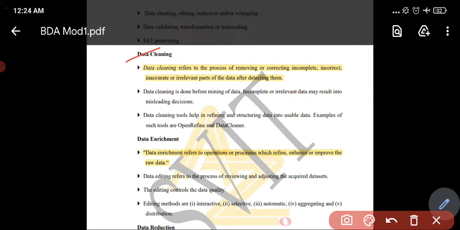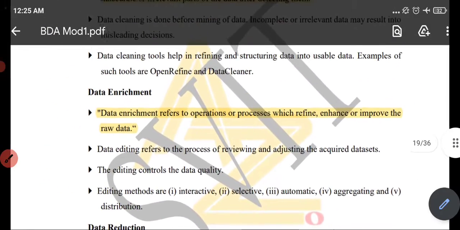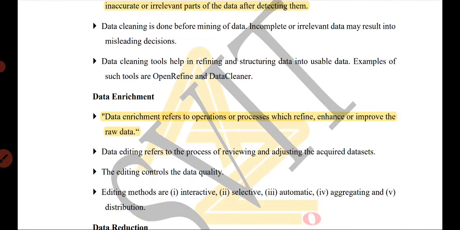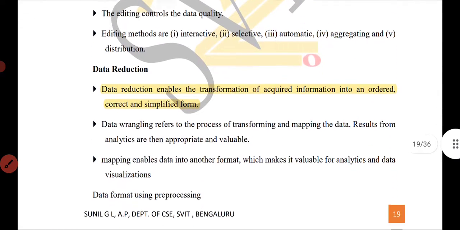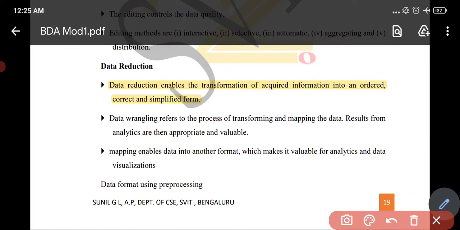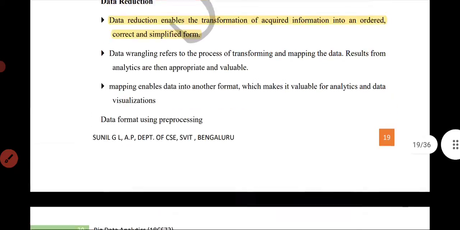The next step is data cleaning. Data cleaning refers to removing and correcting incomplete, incorrect, inaccurate, irrelevant parts of data. And data enrichment refers to the operation or process which refines, enhances or improves the raw data. For example, some values may be inaccurate or not related, so we will make them more accurate, and we enrich the data which improves the raw data. Editing methods are interactive, selective, automatic, and aggregating and distribution. These methods are used. And the next, data reduction. Here we enable the transformation of acquired data into the correct and simplified form.